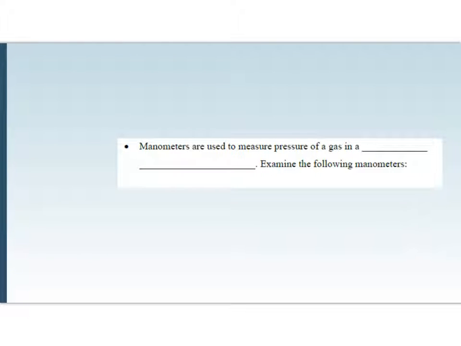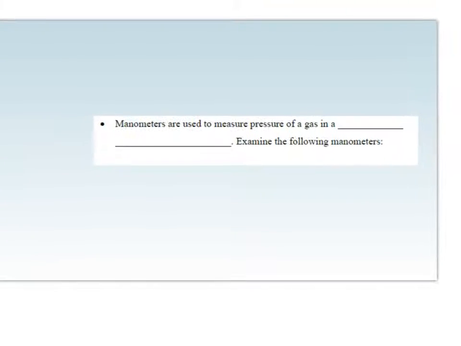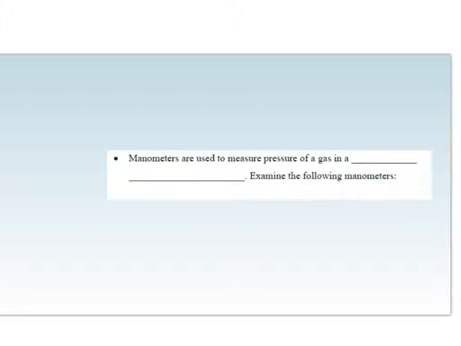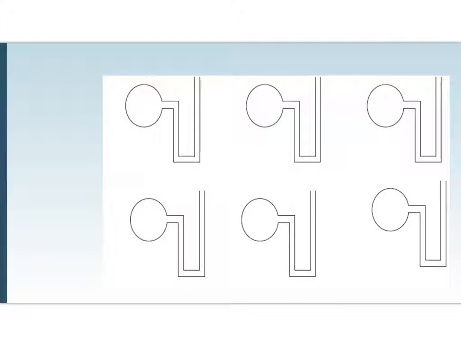So now we have the manometers. Manometers are used to measure the gas pressure in a closed container. So here are the types of manometers. Now you are seeing 6 manometers here. 3 of them are going to be open-end manometers, whereas the other 3 are going to be closed-end manometers.